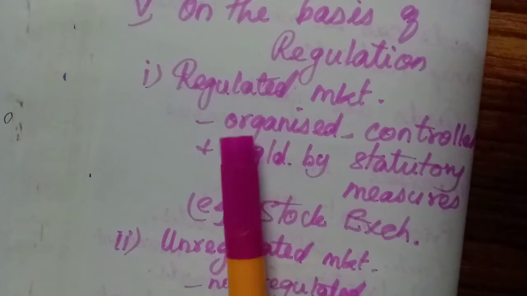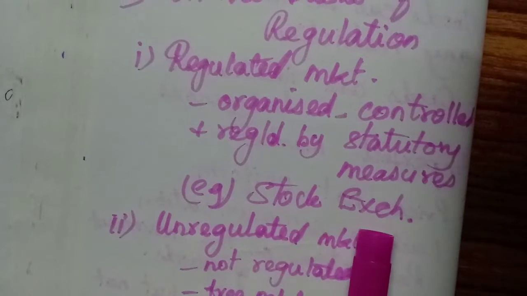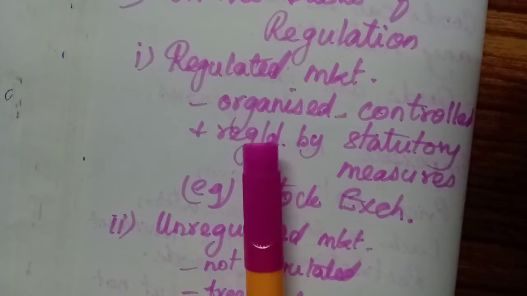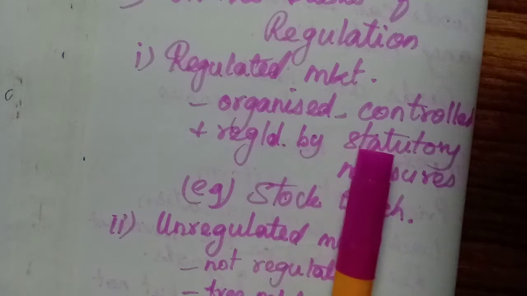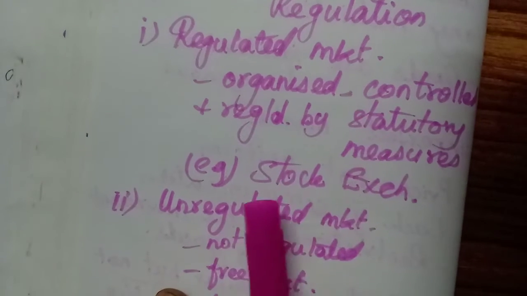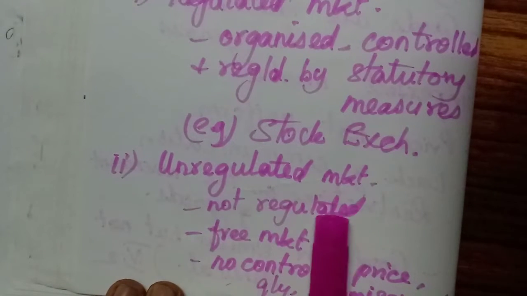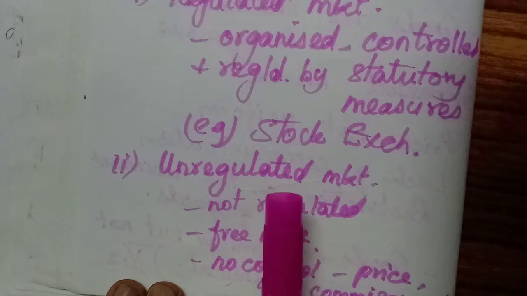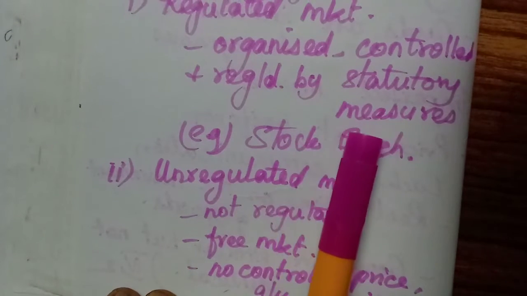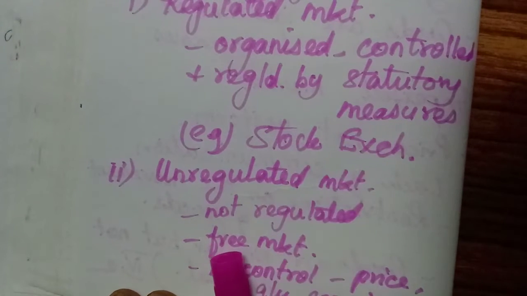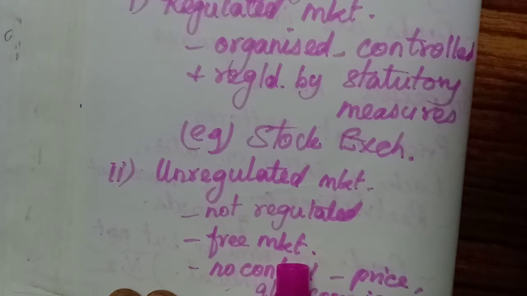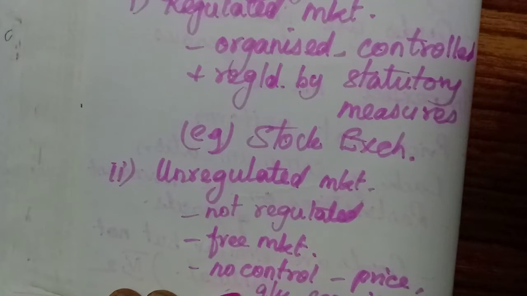The best example for the regulated market is the stock exchange market. It is organized, controlled and regulated by some statutory measures. Example: stock exchange. What is an unregulated market? We can say these markets are not regulated by any statutory measures. So we can say these markets are free markets, with no control. There is no control over the price, quality and commission that they receive.